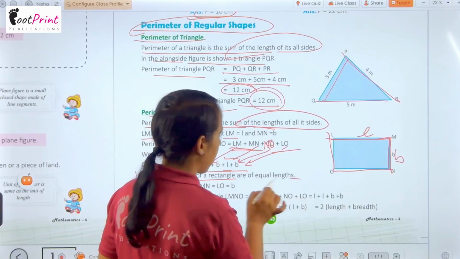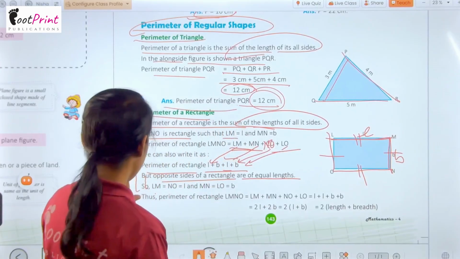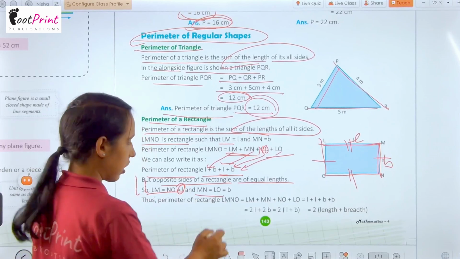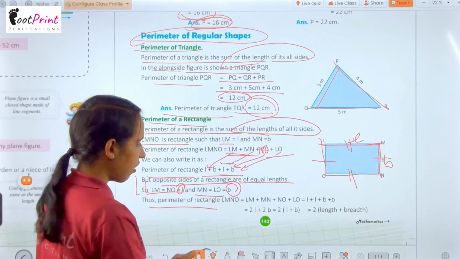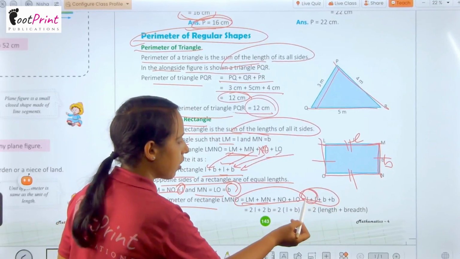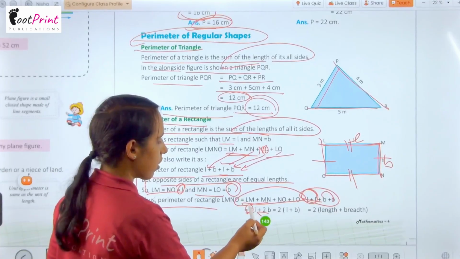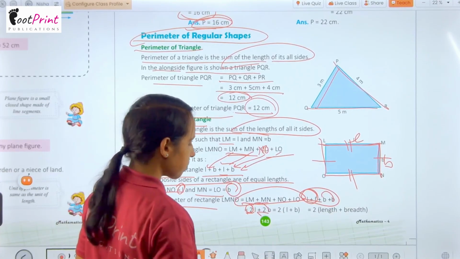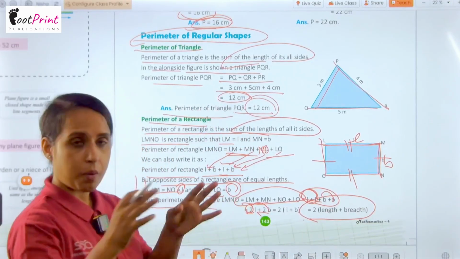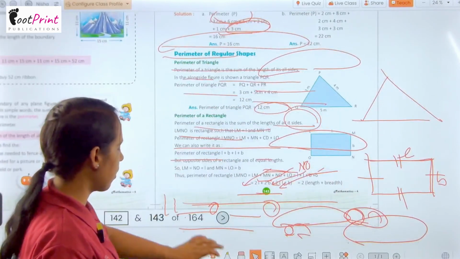But opposite sides of a rectangle are equal in length. As we know, this side equals this one and this side equals this one. So we can write LM equals NO, that equals L, and MN equals LO, that equals B. So the perimeter of the rectangle will become the sum of all the sides: L, L, B, B. L and L is 2L, and B and B is 2B. Taking 2 as common, the remaining part is L plus B. So the perimeter of the rectangle will become 2 into bracket length plus breadth bracket close. So this is the perimeter of a rectangle.